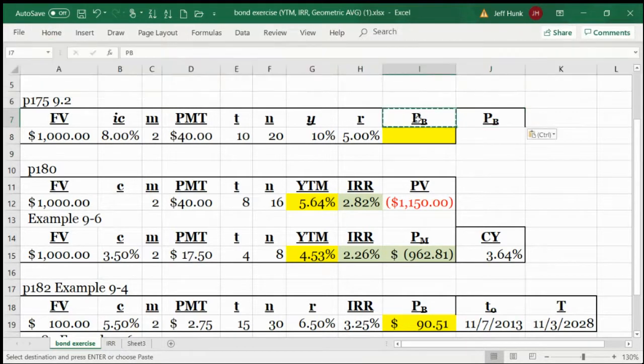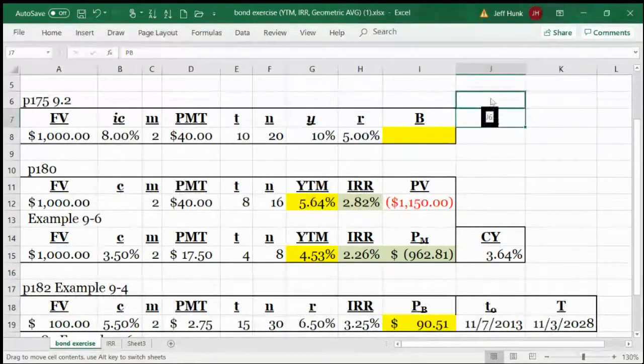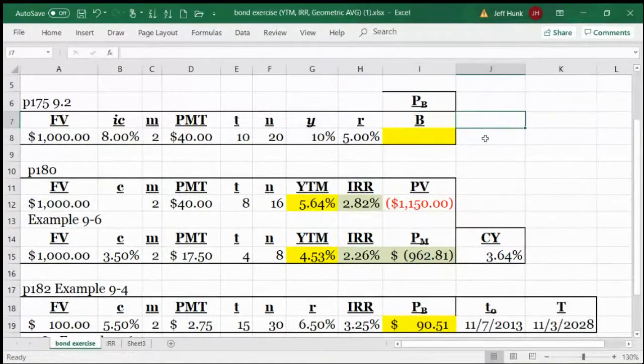Now, the notation here is price of bond, but I reserve this notation for market price, but we are trying to find the intrinsic value of the bond, not the market price, but the intrinsic value, the correct rational price or the fair value. So for that, I use B as the symbol or the label.